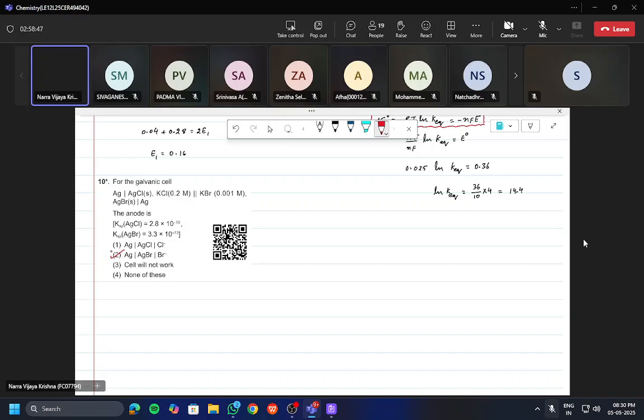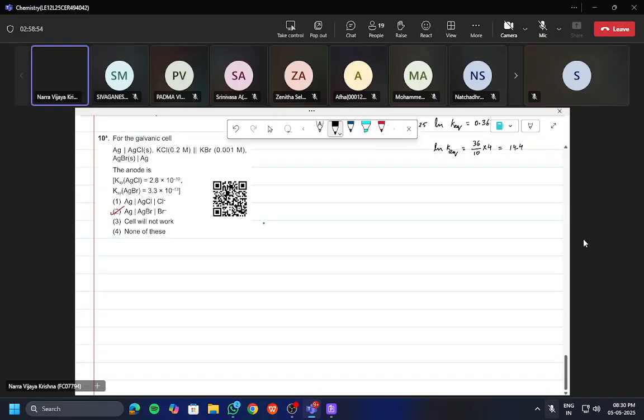Now I need to prove it. See how I am proving it. Cell reaction is Ag, AgCl, Cl minus concentration 0.2 molar, salt bridge, Br minus concentration 10 power minus 3 molar, interface, AgBr, Ag. Correct, sir? This is anode, this is cathode.